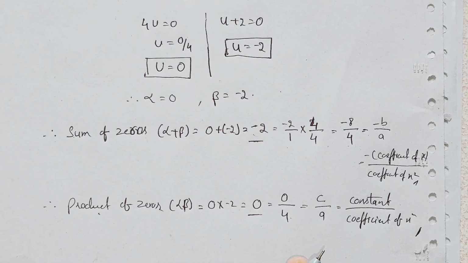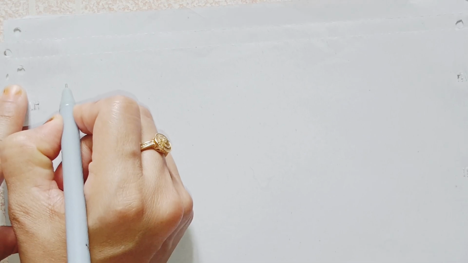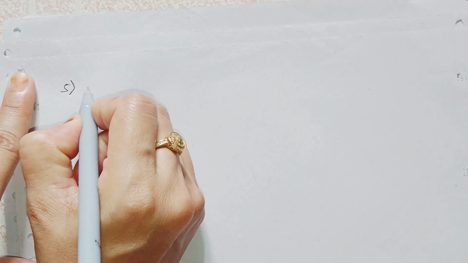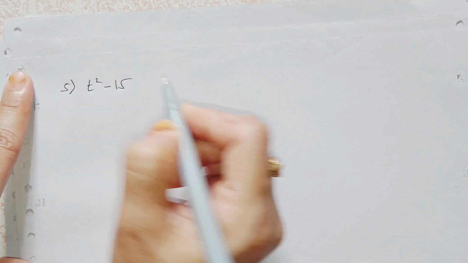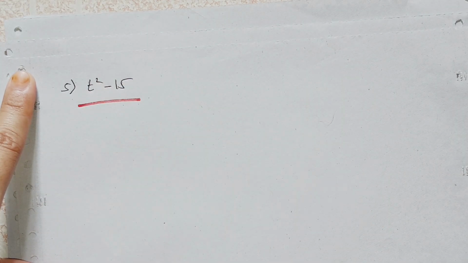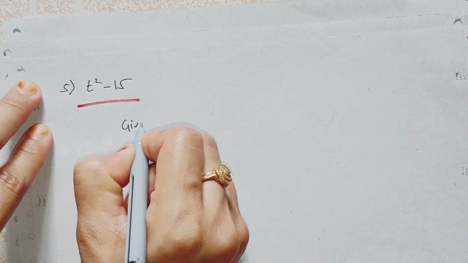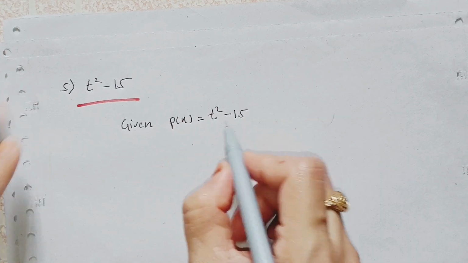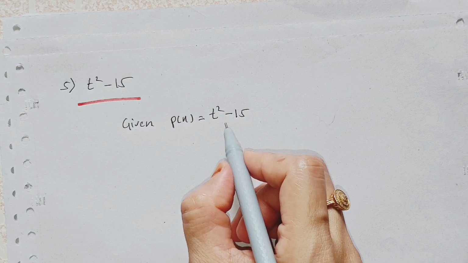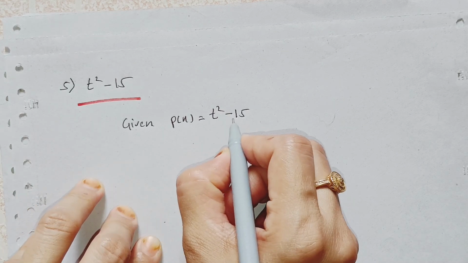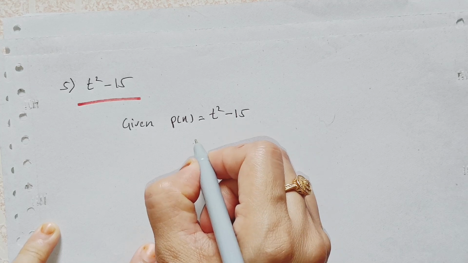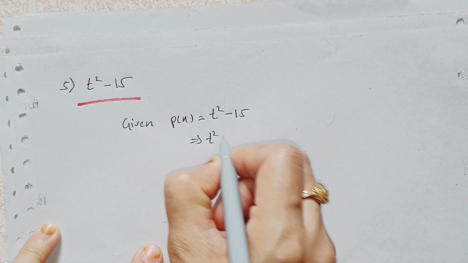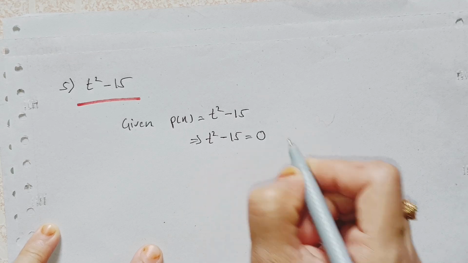Now we'll see the fifth question, which is t square minus 15. So this is the question. Here also given p of x equal to t square minus 15. Here the middle term is not there, which means the b value is 0 here. To get the zeros, first we'll equate it to 0. That implies t square minus 15 equal to 0.